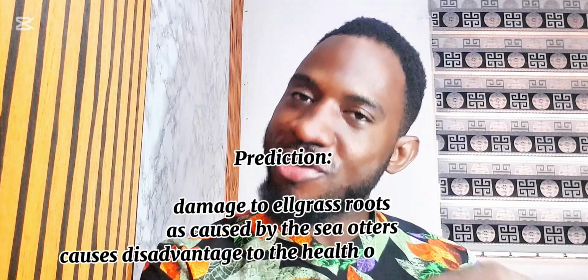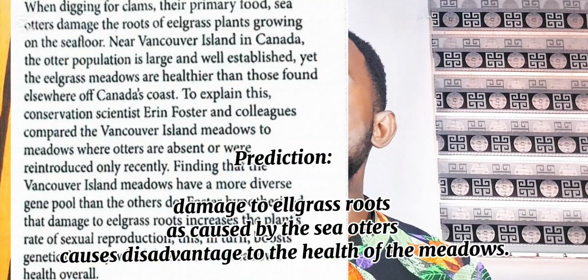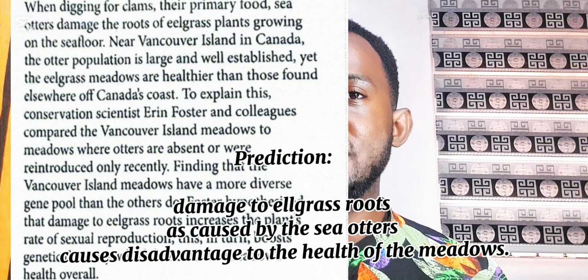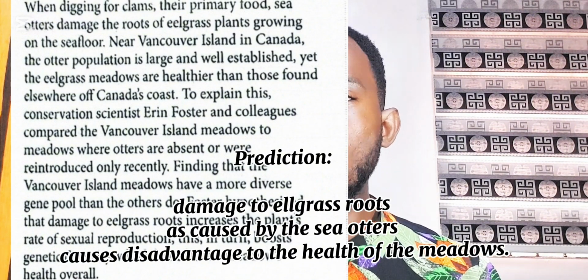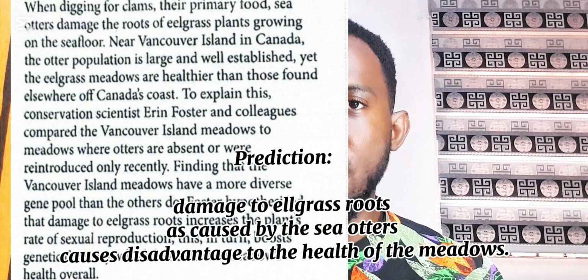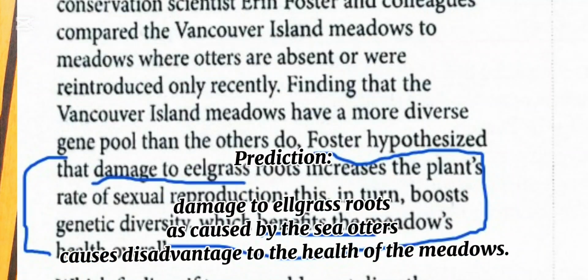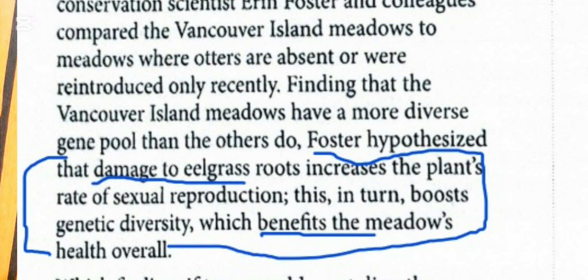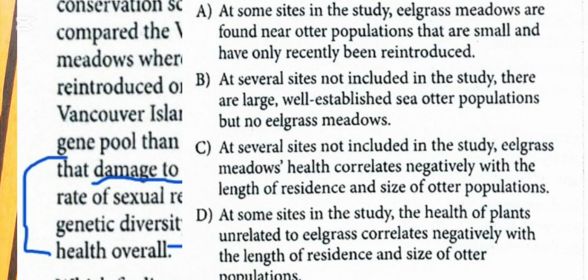So in the answer, we could be told that there is an expansive number of sea otters close to the meadows, and the meadows' health is doing badly because of the presence of sea otters. Mind you, the answer I just predicted does not have the word damage. Instead, it has the other thing that is related to damage, which is the sea otters. Now let's delve right into the options and find out which option ties closely to the prediction I just made for this question.